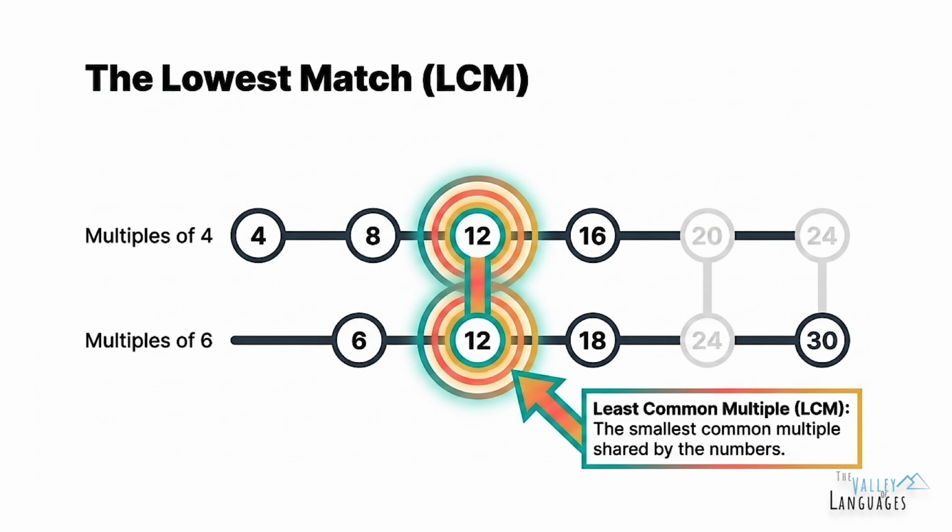Let's walk through a super logical 3-step hunt to find the LCM, using the numbers 4 and 6. Step 1, list out the first few multiples of 4. 4, 8, 12, 16. Step 2, list out the first few multiples of 6. 6, 12, 18. Okay, step 3. Just scan the lists from left to right to spot the absolute smallest match. In this case, the very first number that pops up in both is 12. So our LCM is 12. Easy, right?